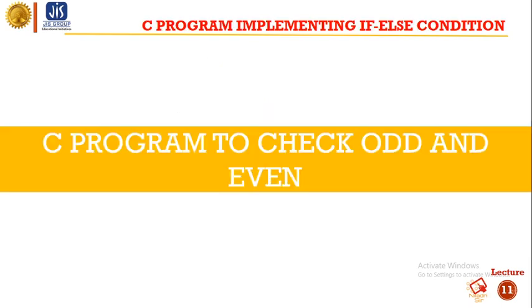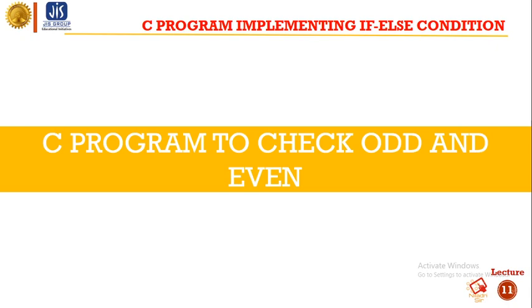So now we'll do a program to check whether a number is odd or even. Basically the logic is, if the number is divisible by 2, then it is an even number, and if the number is not divisible by 2, then it is an odd number. To check whether a number is divisible or not, we basically mod that number by 2. If the number mod 2 is 0, then the remainder is 0, that means divisible. If number mod 2 is not 0, that means the number is not divisible by 2.